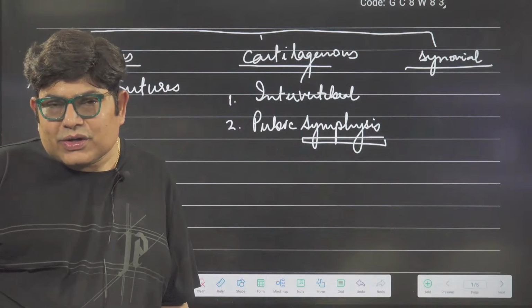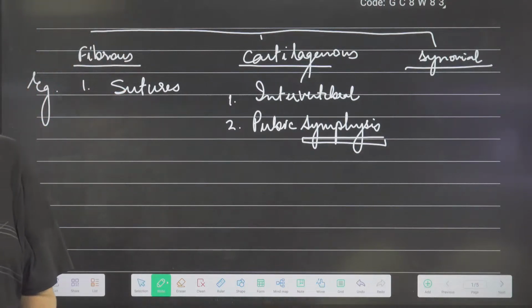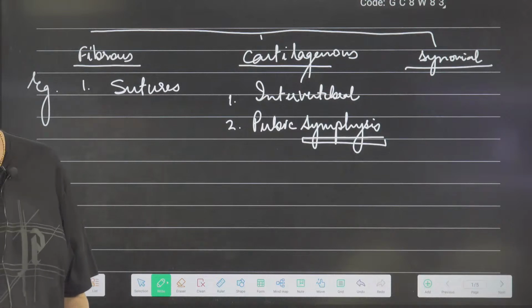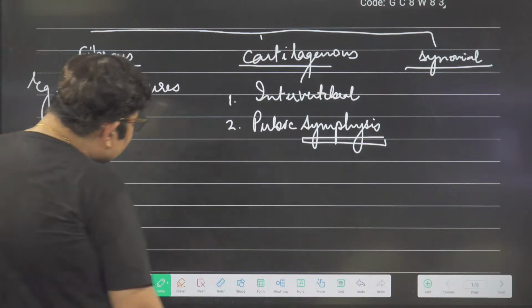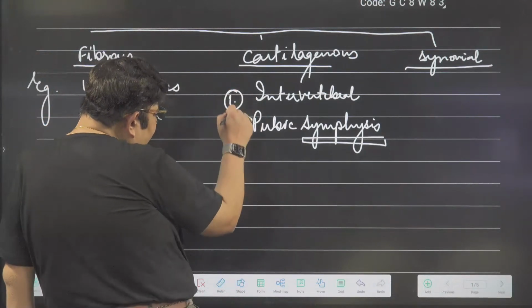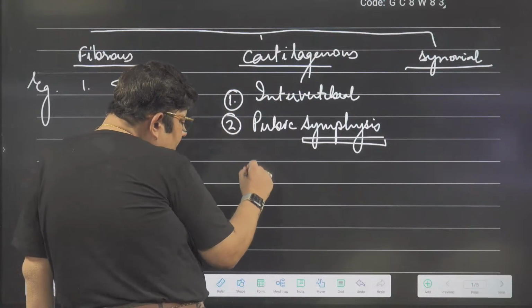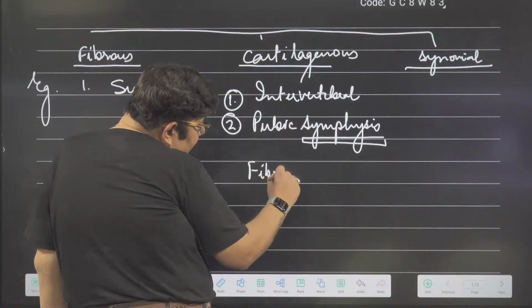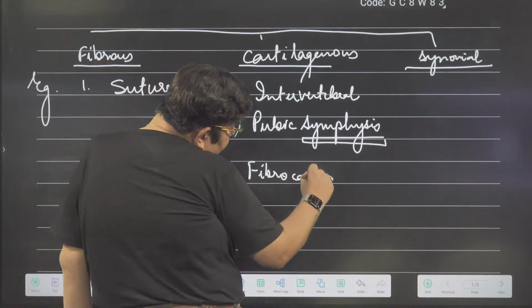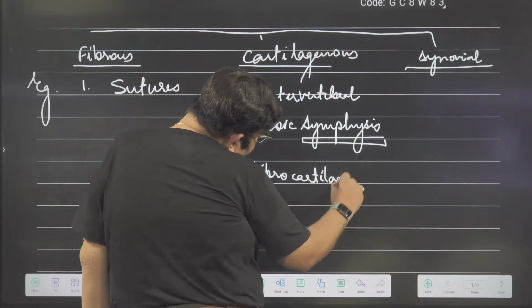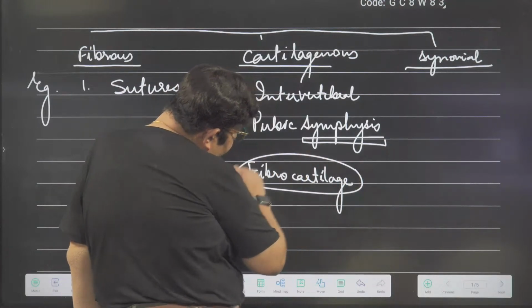Let me see who is going to tell me the answer first. Yes, you are right, Kavita. Perfect answer. The answer is fibrous cartilage. Don't get confused by the joint. Joint bhi fibrous hota hai, but this is a fibrous cartilage. Fibrocartilage.